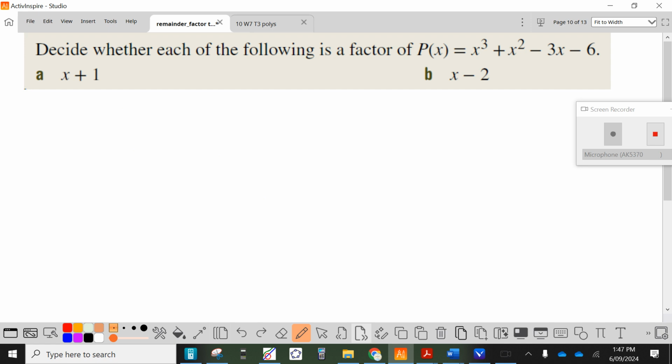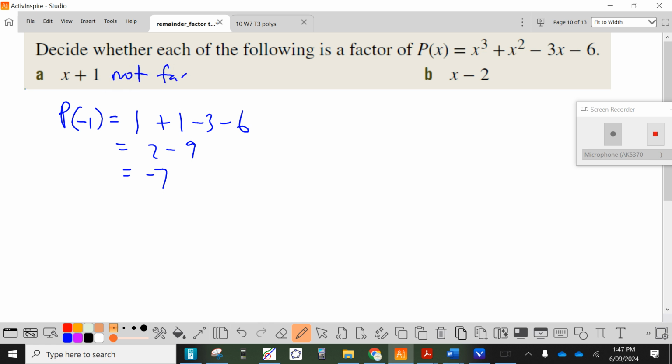Okay, deciding if you have a factor, then once again a factor should give a remainder of 0. So if I worked out p of negative 1, that will work out the remainder when dividing by x plus 1. I will get 1 plus 1 take 3 take 6, which is going to be 2 take 9, which is not equal to 0. So therefore x plus 1 is not a factor.